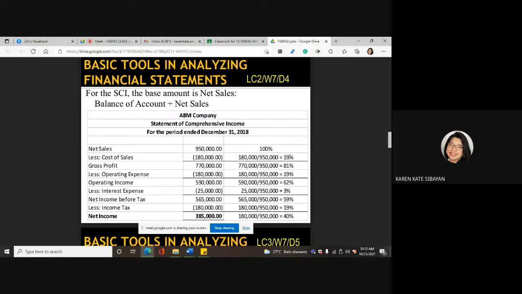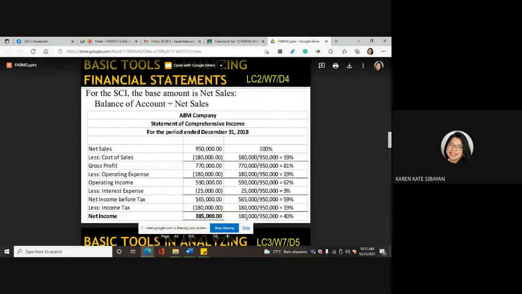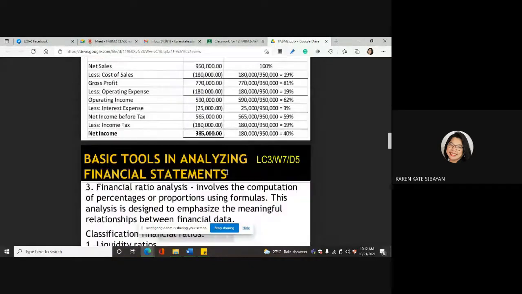So it became 19%. Because if you just divide it, it would be 0.19. Okay? You need to multiply it by 100 if they're asking for a percentage. Again, in the statement of comprehensive income, the base amount is the net sales. Okay? Net sales, not this.